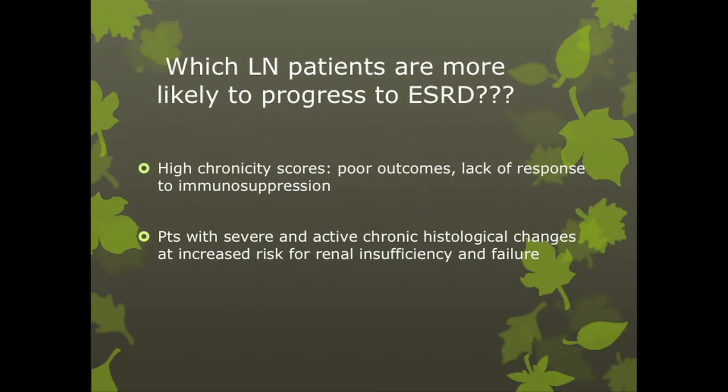Which are the patients that have kidney disease that we should be most worried about, that are going to progress to end-stage renal disease, and how can we target those patients best? As I mentioned to you before, one of the ways of assessing the kidney on a biopsy is by describing the level of activity versus the level of chronicity. And at the time of biopsy, patients who have higher chronicity scores tend to have poorer outcomes or lack of response to immunosuppression. That's because chronicity is indicative of just the word chronic, it's been there for a long time, or at least the way the kidney looks is that it's been being damaged for a while. Also, patients with severe and active chronic histological changes are at increased risk for renal insufficiency and failure.